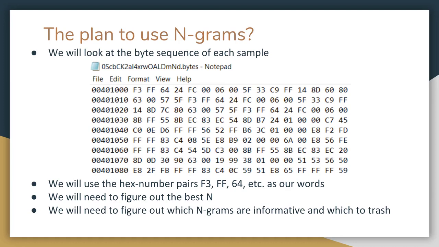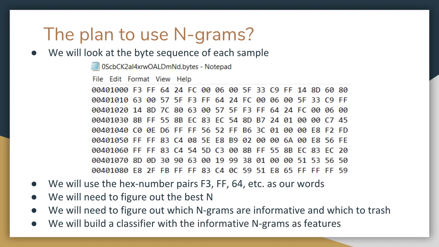We will also need to figure out which of these n-grams are actually useful and which ones to discard. The number of n-grams grows exponentially. This causes both a problem in terms of storage, in terms of computational time, and also can decrease the accuracy of our classifier. So we're going to use some techniques to figure out which n-grams are actually good for us. Finally, once we have settled on the n-grams that we want, we'll then build a classifier that will use the n-gram counts as our features and predict malware.